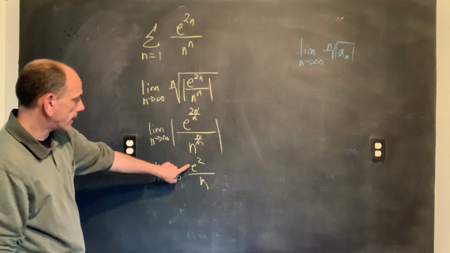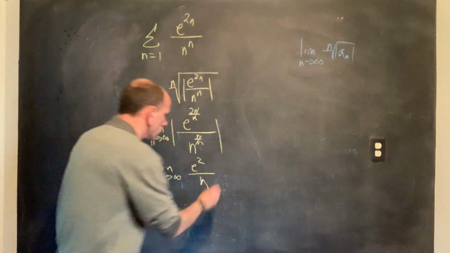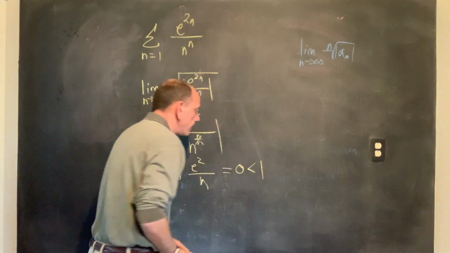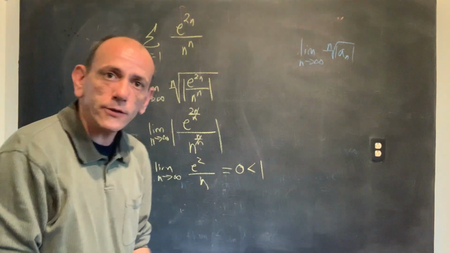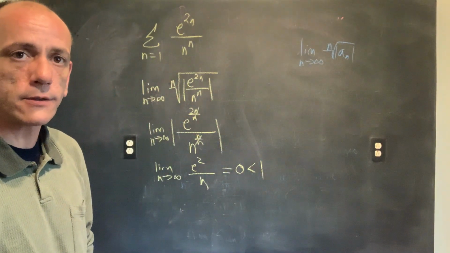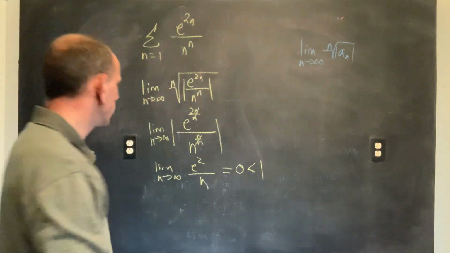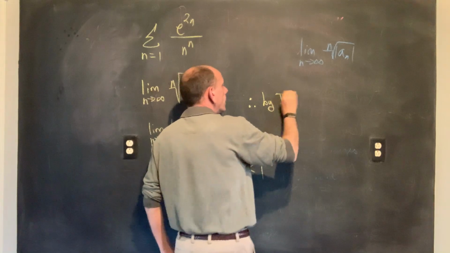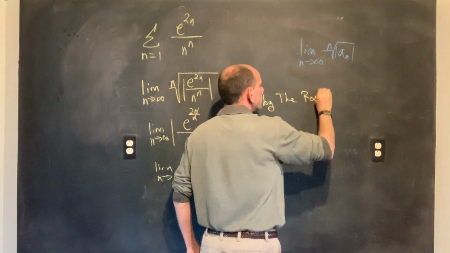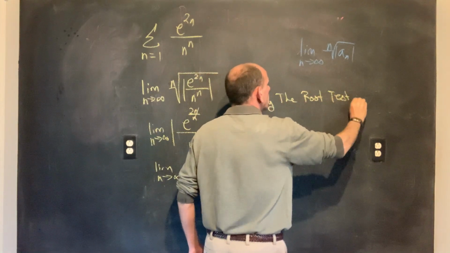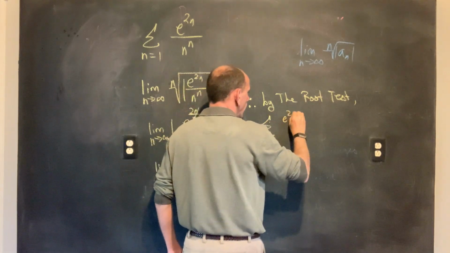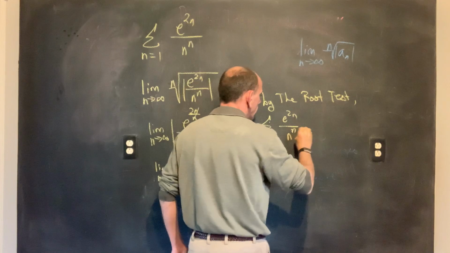Well, this is just a constant. As n goes to infinity, this thing goes to 0, which is less than 1. And I'm like, sweetness. Therefore, by the root test, the series e to the 2n over n to the n converges.